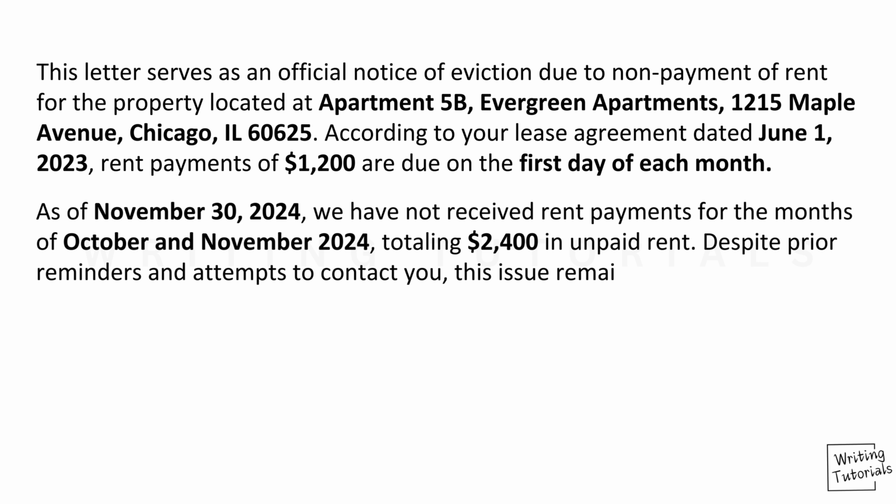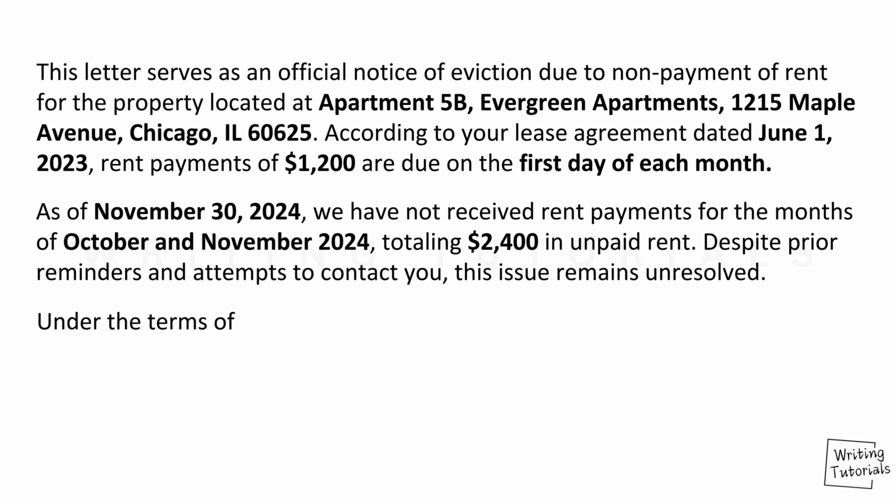This paragraph does a few things. It states the exact amount owed, $2,400. It identifies the months in question, October and November 2024. It acknowledges that reminders have been sent. Providing these details is crucial for transparency. If the tenant disputes the claim, this documentation can support your case. Specifying the deadline. Next, Samantha outlines the tenant's options.